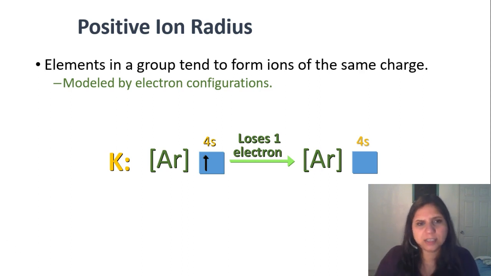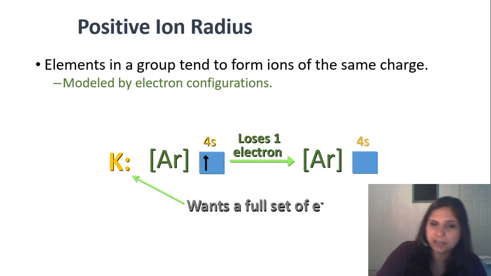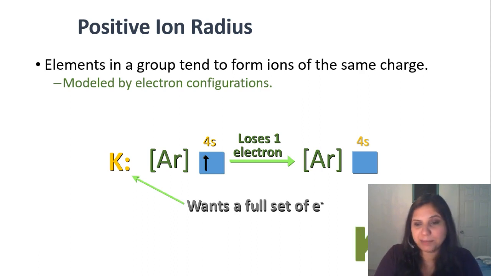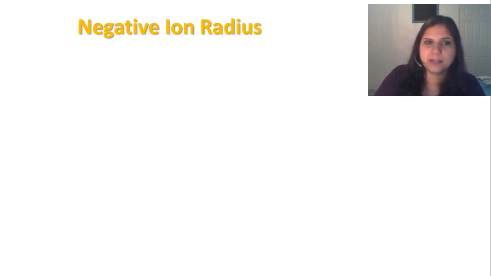It actually gains stability by doing this, by losing that extra electron to be like a noble gas, because those are the most stable things on the periodic table. It wants a full set of electrons like a noble gas. And it becomes potassium with a 1+ charge when that happens.